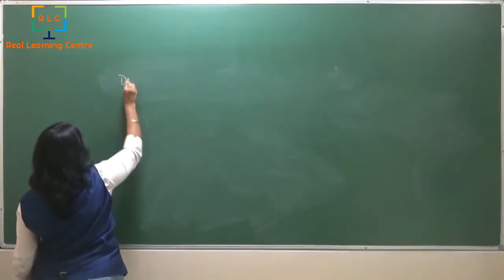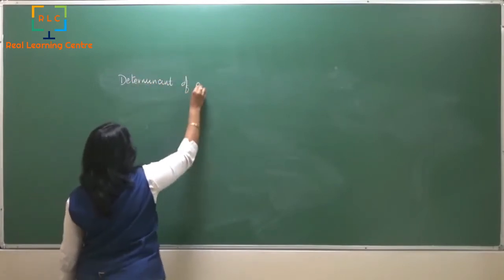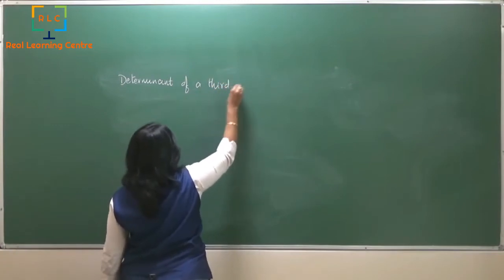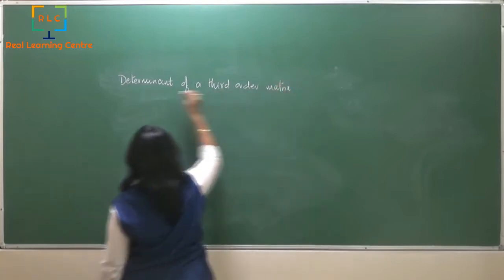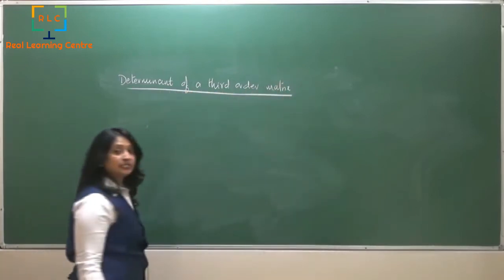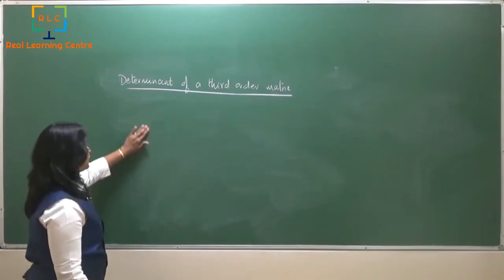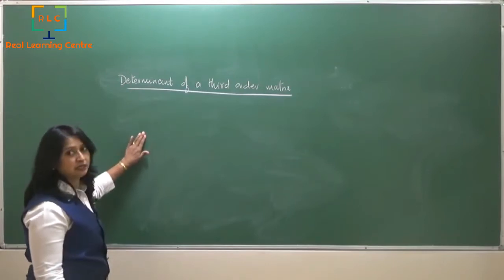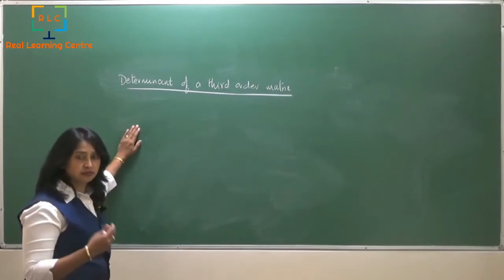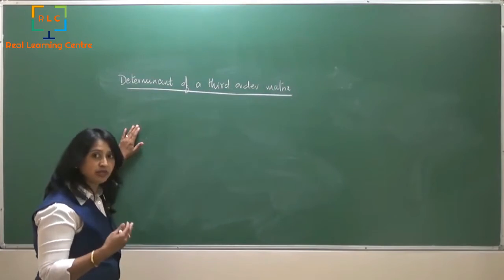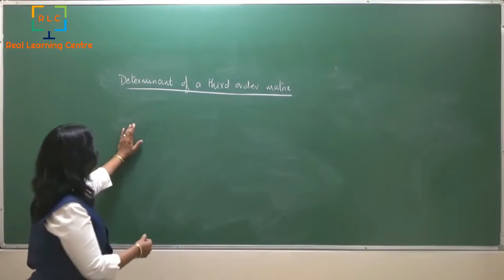Determinant of a third order matrix. Third order in the sense it will have 9 elements. It's a 3 cross 3 matrix. Now I shall give you the procedure, and let us be quick in learning this, because these are some very basic things which we use to do the problems. Every problem will have this determinant, so we get used to it. I'll tell you the procedure, be quick along with me.